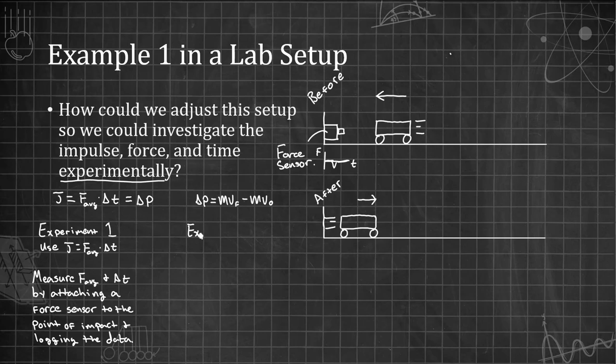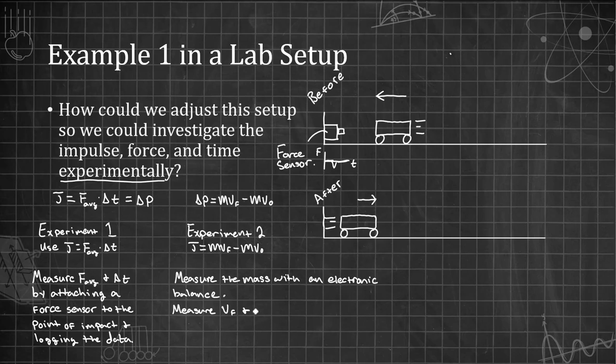Now the other way we could conduct an experiment is to look at the change in momentum, or the impulse, as mass times final velocity minus mass times initial velocity. So looking at this equation, if we wanted to know these values, we need to know the mass of the object, so we could just use a simple electronic balance and take the mass of the cart. And then we would need to know both the final velocity and the initial velocity of the cart. So we would want to measure or calculate the velocity at two different points.